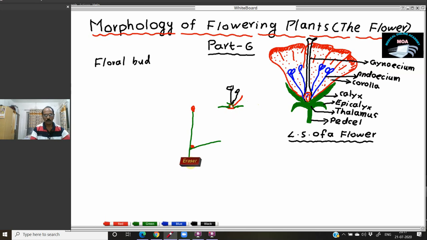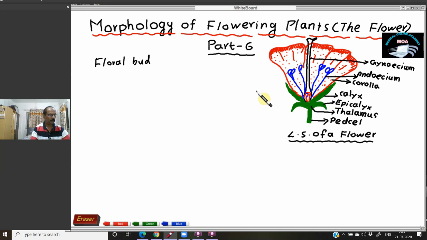So a flower is a highly condensed shoot system. It is specially designed for the purpose of sexual reproduction. That is the definition of the flower. So what is a flower? A flower is a highly condensed shoot system. It is specially designed for the purpose of sexual reproduction. So that is a very good definition of the flower.